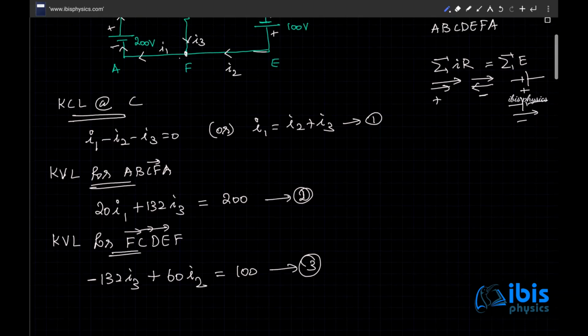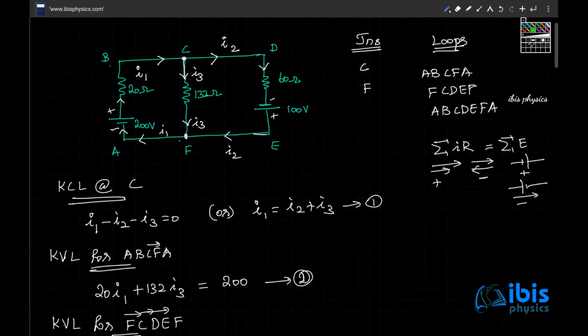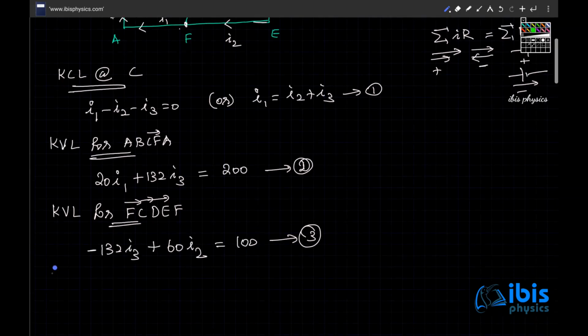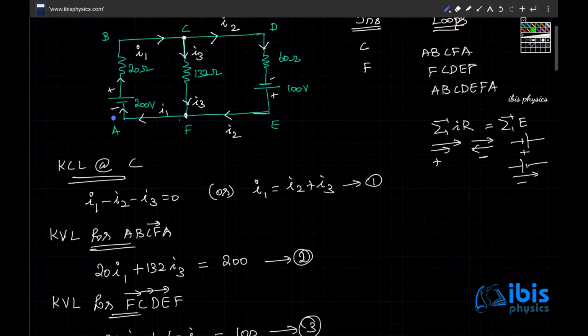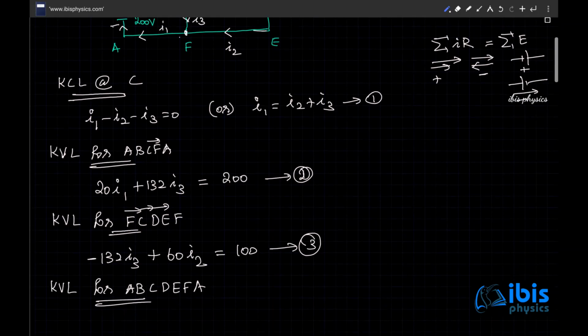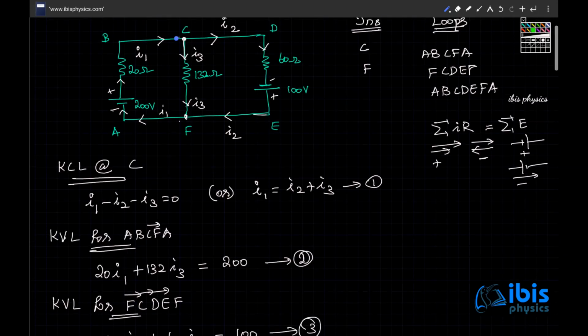What is that? You can write one more loop, A, B, C, D, E, F, A. So apply Kirchhoff's voltage law for A, B, C, D, E, F, A. When you go from A to B, the current is in the same direction, so it is 20 I1. And B to C, C to D, there are no currents and there is no resistor.